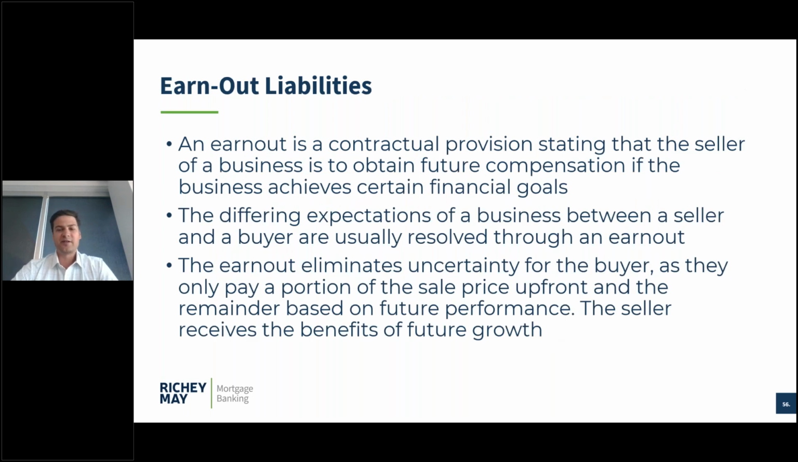A common type of contingent consideration we see are earn-out liabilities. They're often built into MSR sale agreements, as well as other various types of business combinations. And these occur when there are different expectations of a business between a seller and a buyer. It's a contractual provision stating that the seller of a business is to obtain future compensation if the business achieves certain financial goals. And the payer pays a portion of the sales price, which helps eliminate uncertainty, while the seller receives the benefit of future growth.